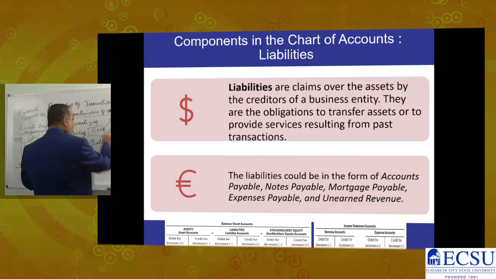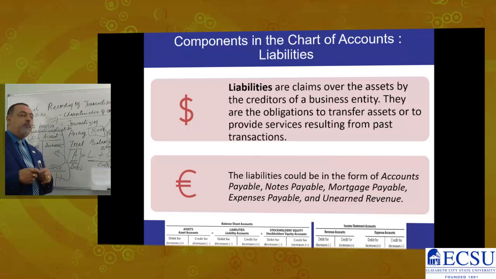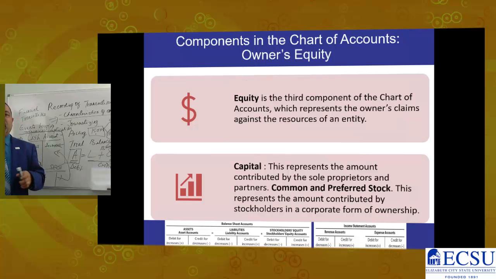Now, the amount that I have borrowed from the bank will be considered a liability because the bank has a legal claim over that asset to the extent of 10,000. So that is what you have to understand about liabilities. Liabilities could be in the form of accounts payable, notes payable, mortgage payable, any expense payable, or if you have received anything in advance before earning a revenue, that would be considered unearned revenue and therefore a liability.